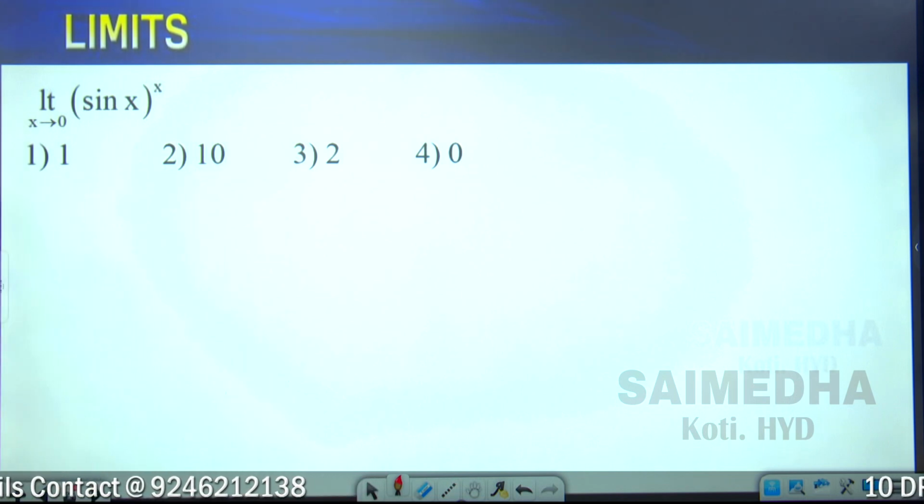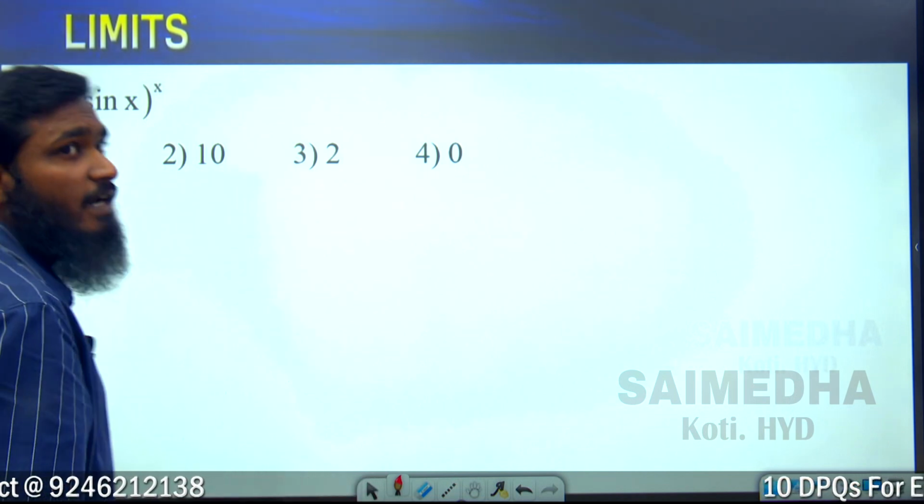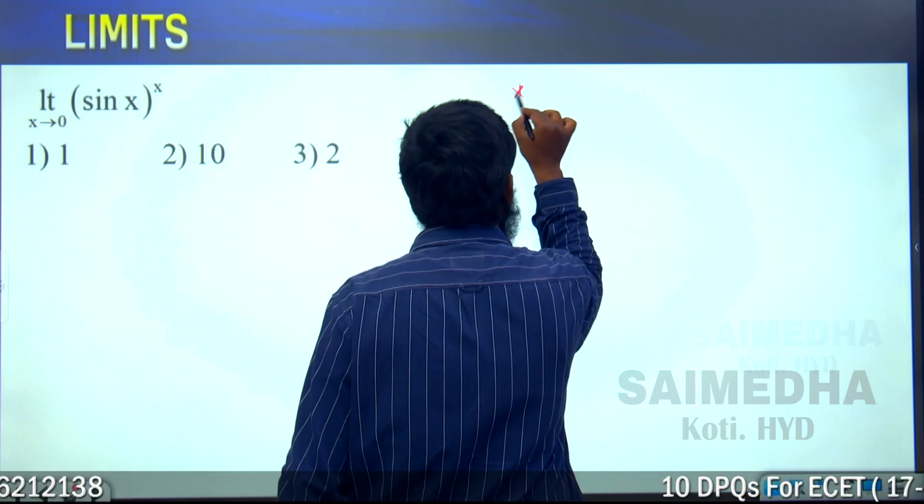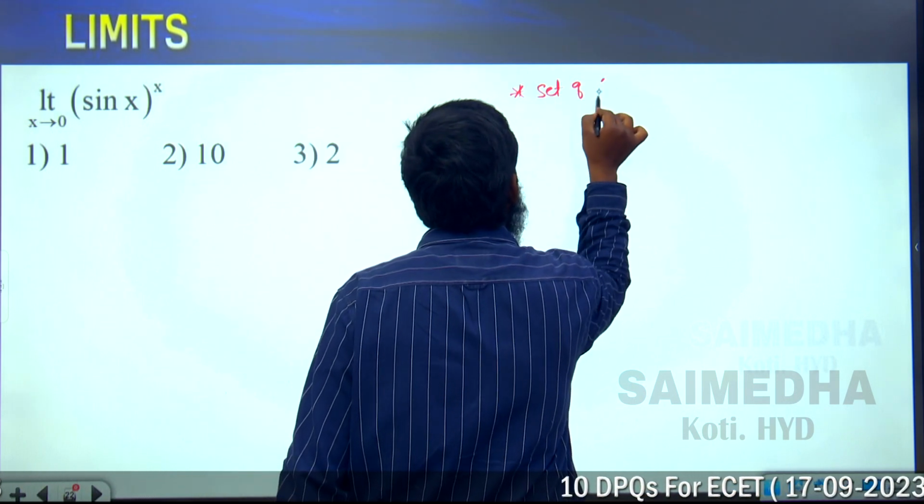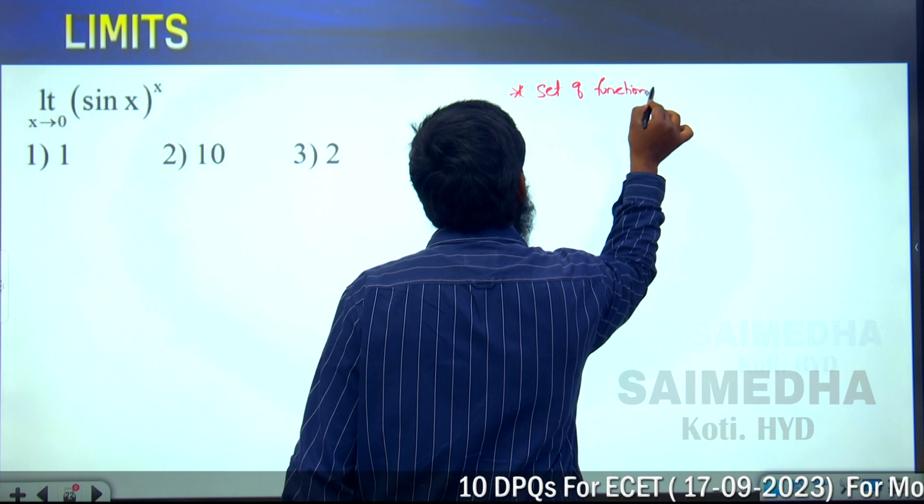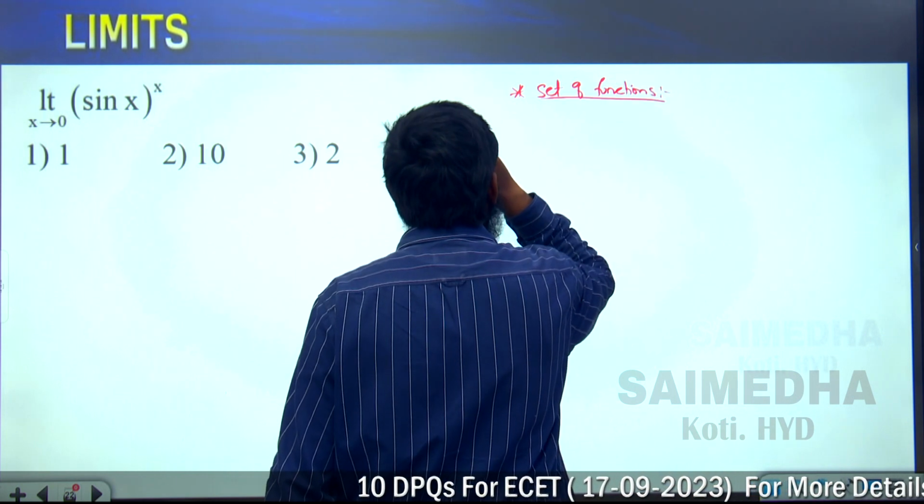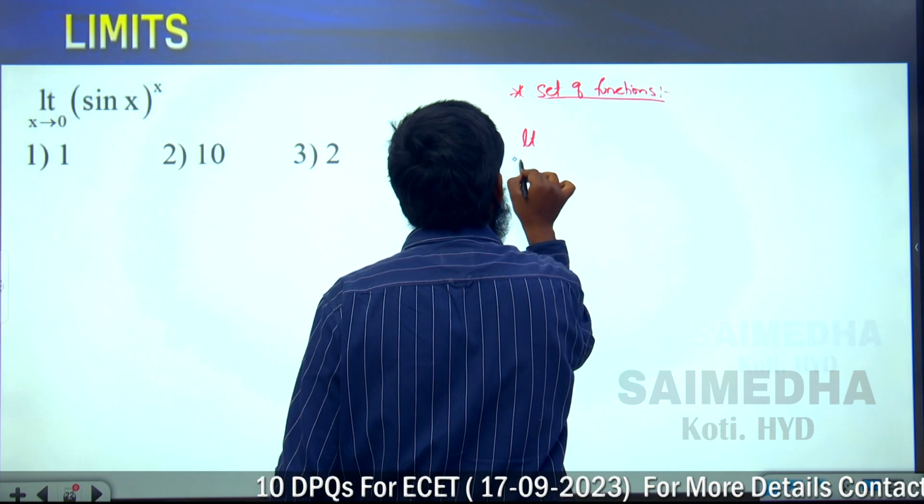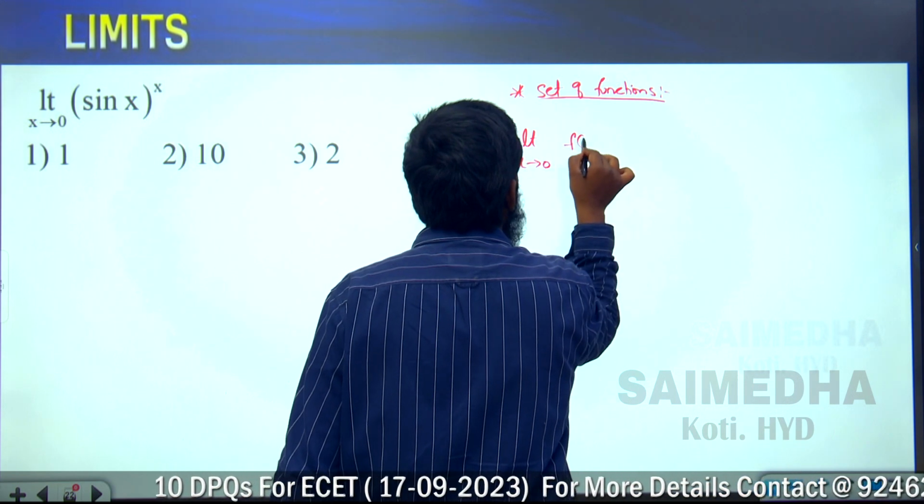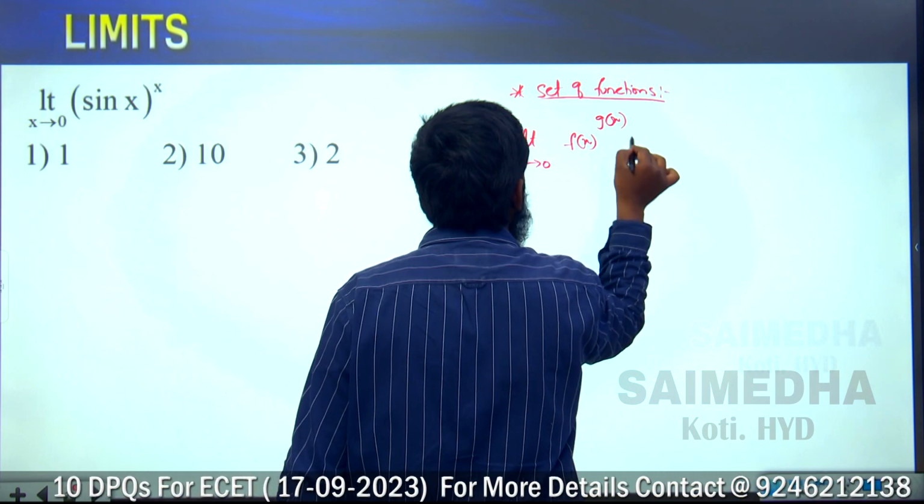Now next question, again it is related to set of functions. This is also set of functions we are taking. Set of functions means we are taking it as limit x tends to 0, f of x whole power g of x is equal to.